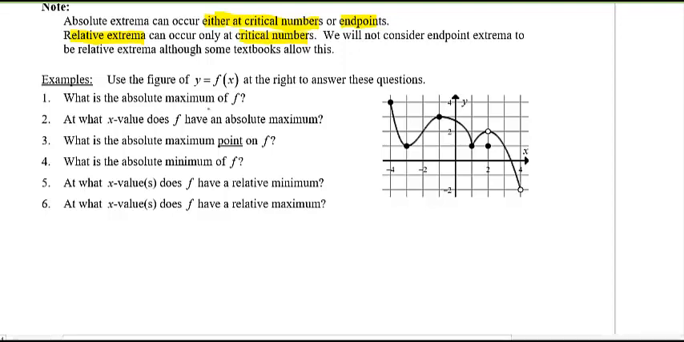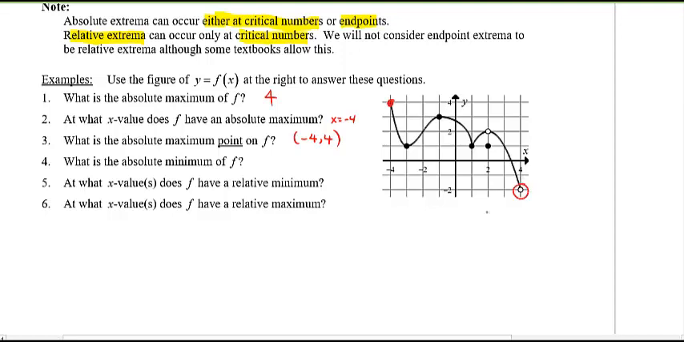What is the absolute maximum? Once again, this is the y value, so the absolute max, I hope you said, is 4. Boom, right there. At what x value does that occur? Then, of course, it's when x equals negative 4. So if I ask you what's the absolute maximum point, you would tell me that the coordinates are negative 4, comma 4. Good.